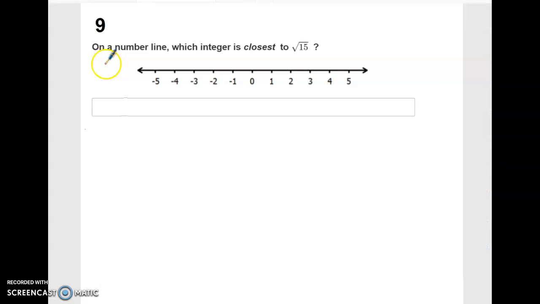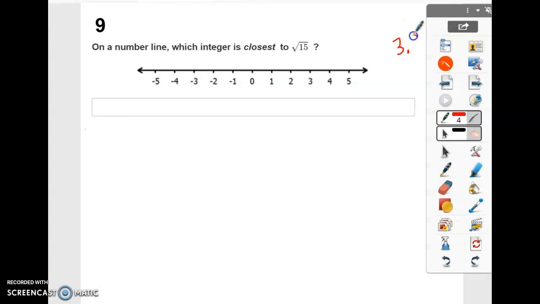Number 9, on a number line, which integer is closest to the square root of 15? So I'm going to put the square root of 15 into my calculator, and I get 3.872. I'll round it up to 3.9. And I know that's going to be positive, so that's going to be somewhere around here, but it's asking which integer is closest. So it's closest to 4.